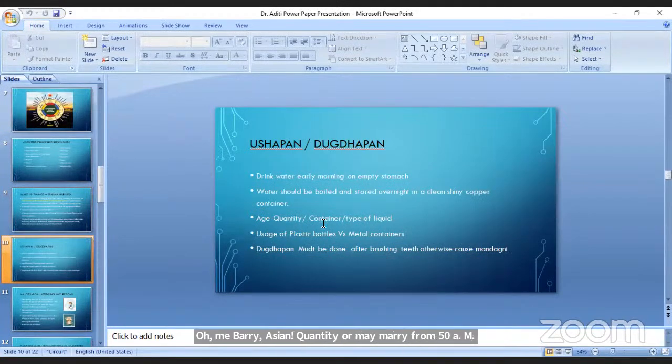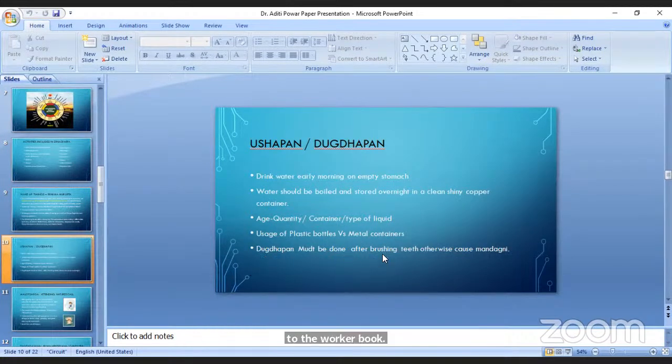The container must be mostly of metal. As for the type of liquid, one should avoid adding empty calories to the water. Dugdhapan must be done after brushing teeth, otherwise it may cause mandagi.